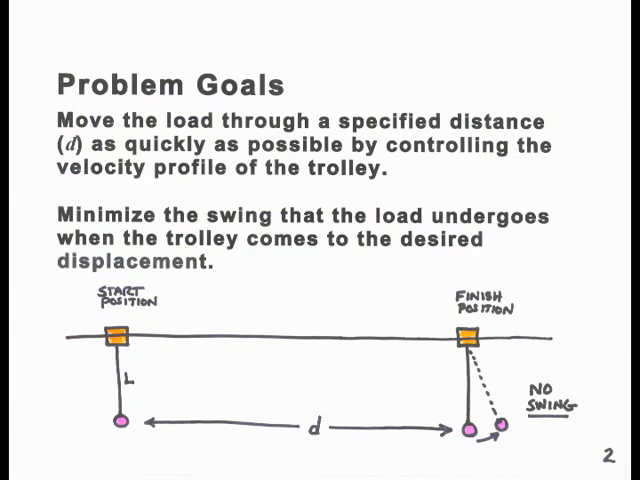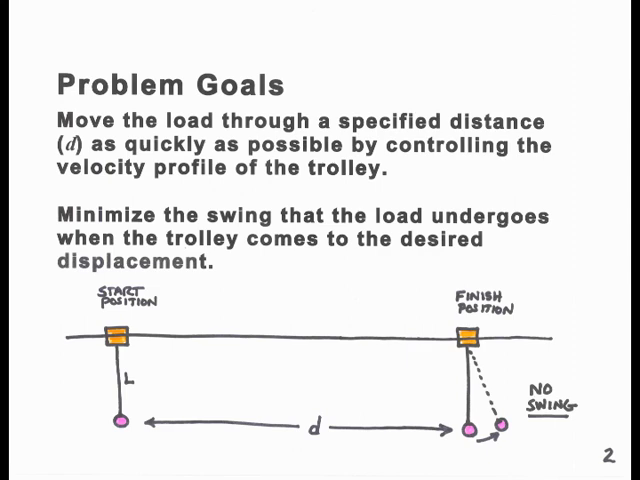Our goal is to move the trolley through a specified distance, d, and when the trolley has come to a stop at the end, to have no swing of the load. For this problem, the trolley and the load start at rest. So we know our initial conditions here are 0, and this is a zero-state problem. The input for this problem we label x of t, and it is the acceleration of the trolley. The output is y of t, and it is the angle of the line to the load.